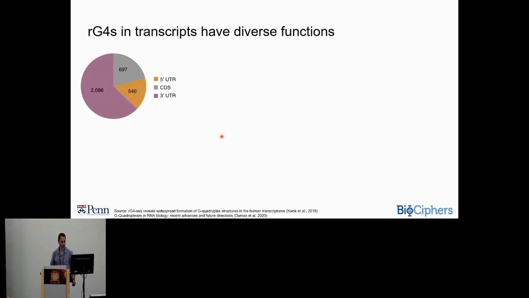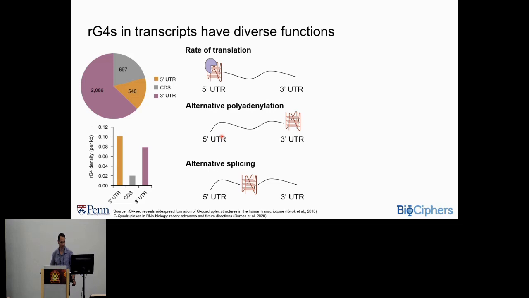So where do they form? They are mostly in UTRs in RNA. Some of them are also in coding sequences, 3' and 5' UTRs. And this is the distribution of their locations that have been detected, and they can affect a lot of things: translation, alternative polyadenylation, splicing, etc. So they can have a lot of functional roles.